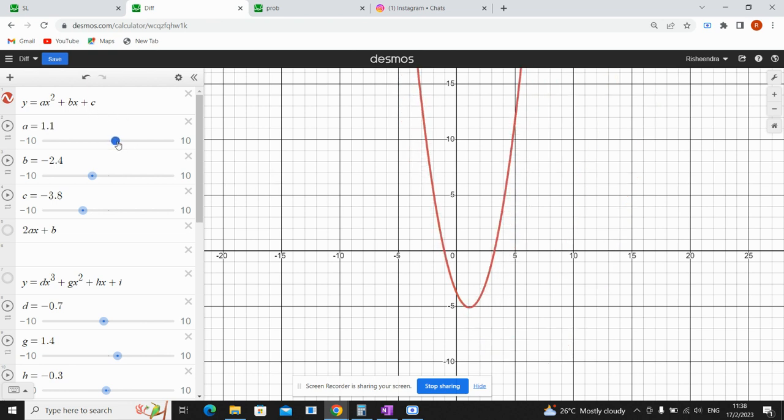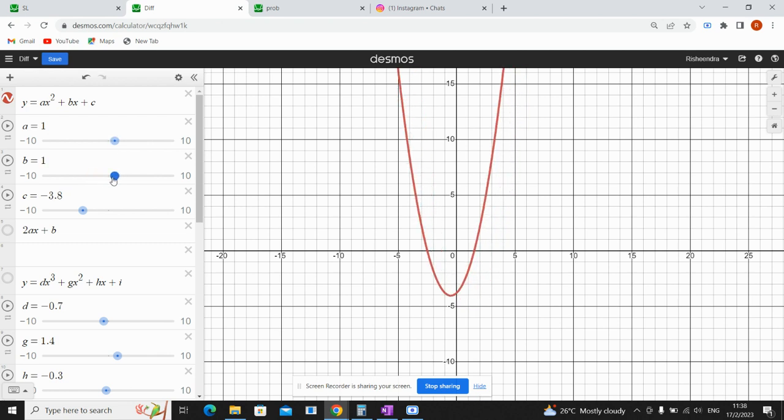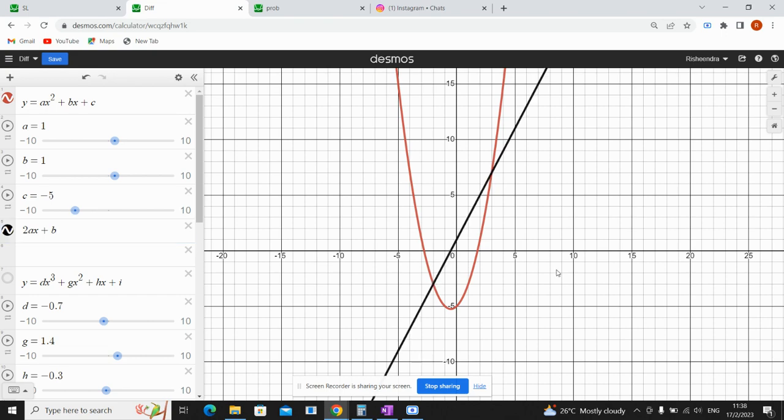Let's see, for example, I'm taking a value 1 and b value 1. Let's take 1. What's wrong with 1? C value being minus 5. Look, this is the graph. Well then, let's differentiate it. I took the general form of differentiation. When we differentiate ax square plus bx plus c, we get 2ax plus b. No wonder, right? Look at how this straight line looks.